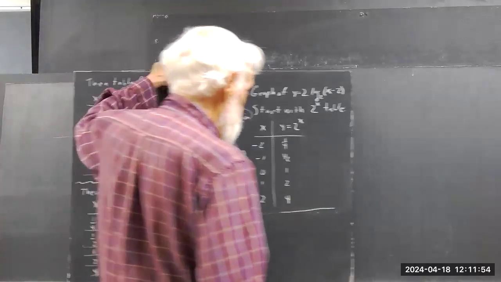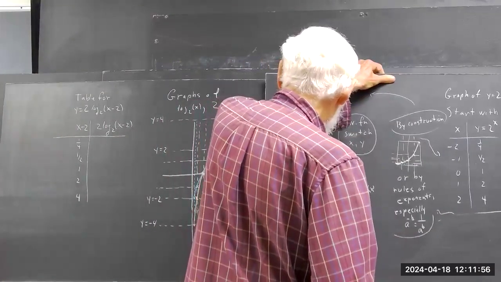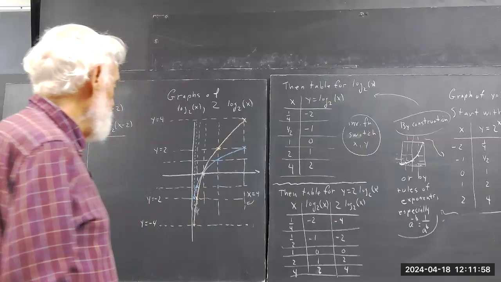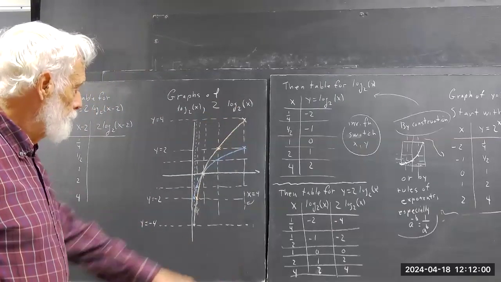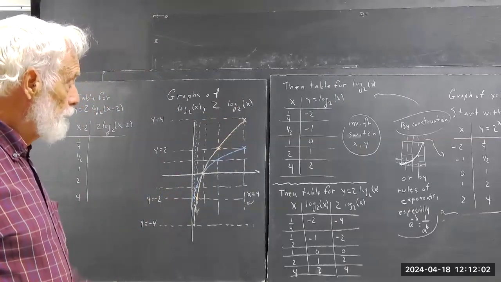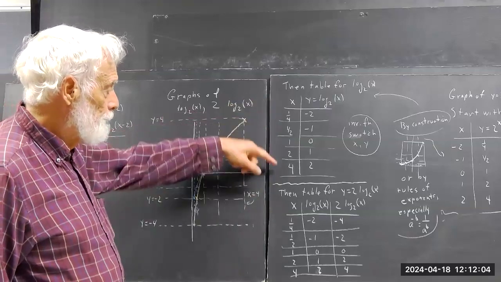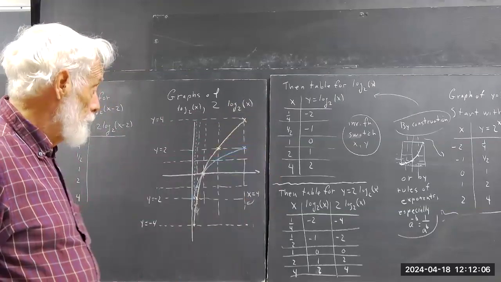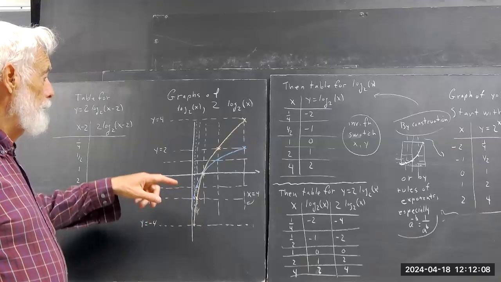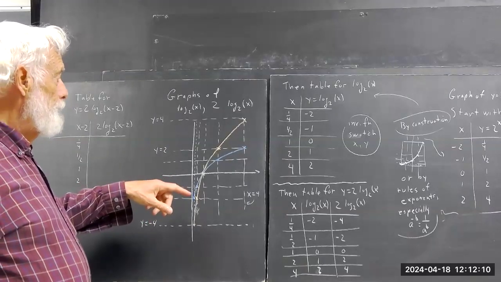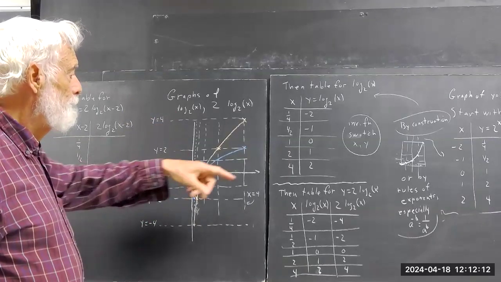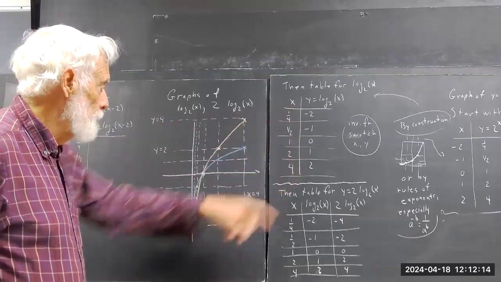Okay, well then, we can sketch the graph. Here we have the line x equals 4. Why do we use the line x equals 4? Well, x goes from 0 to 4. And then we need the y values to go from negative 2 to 2.